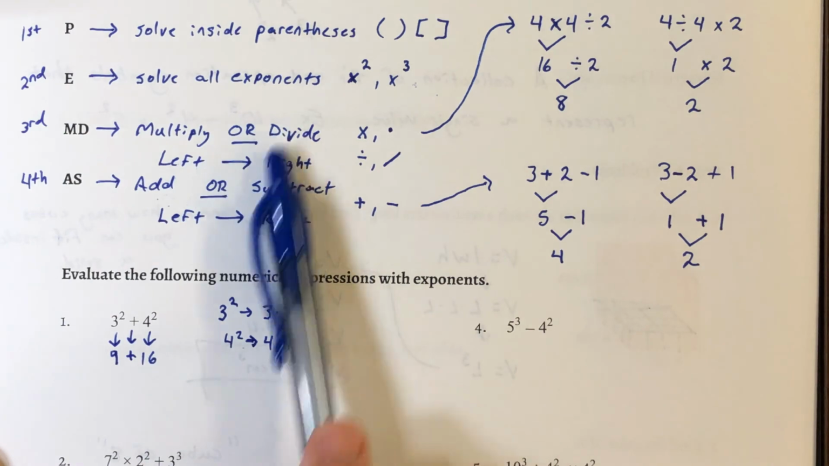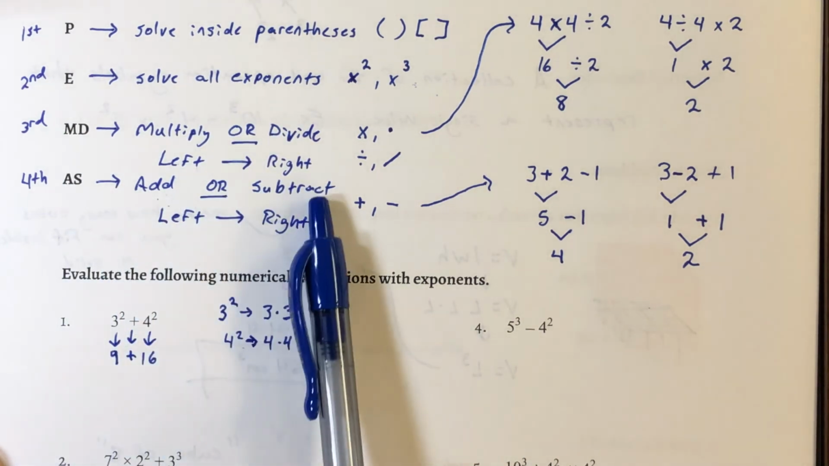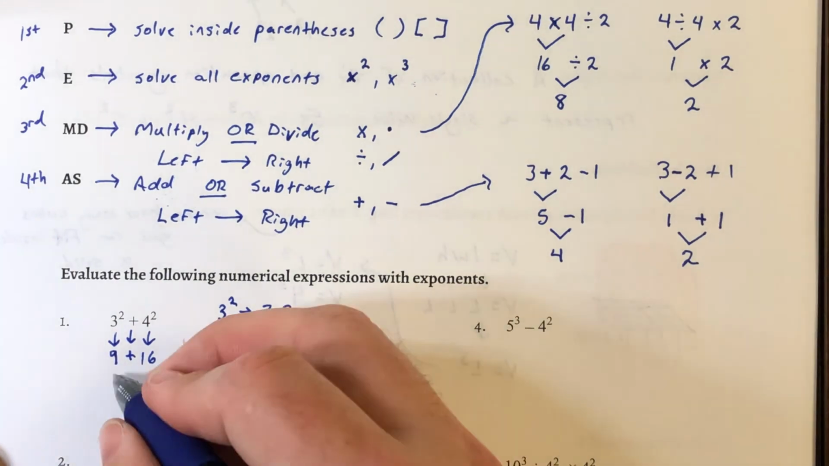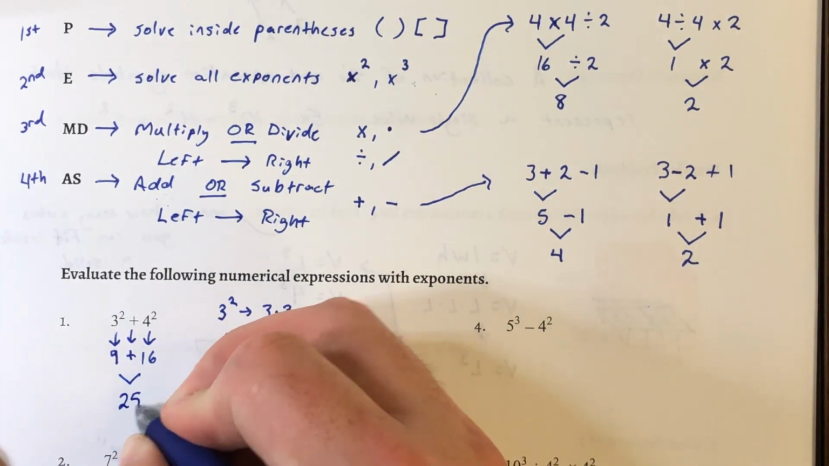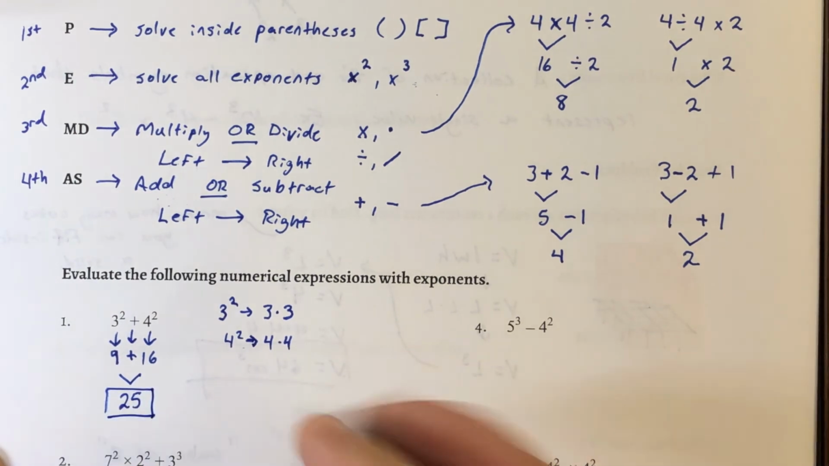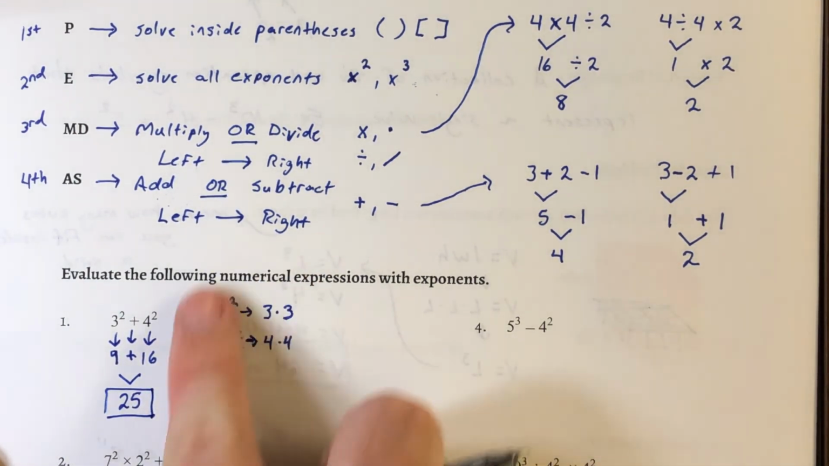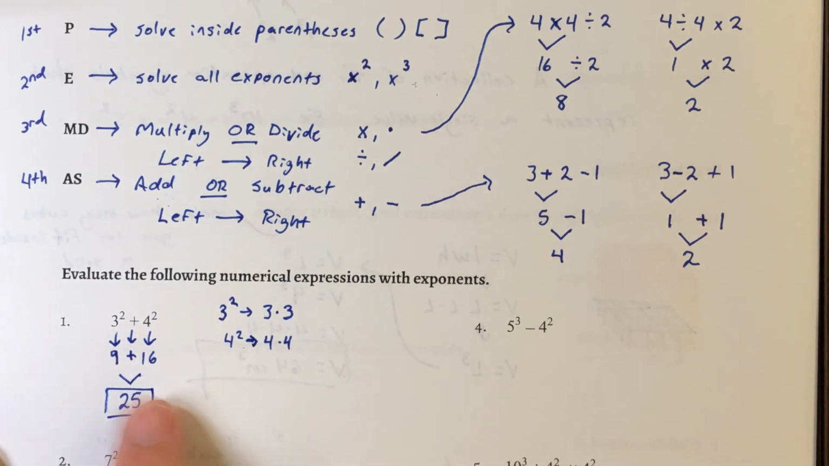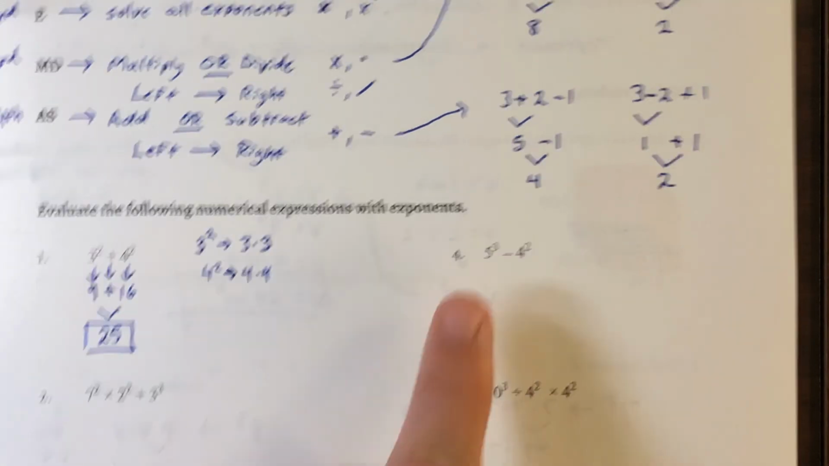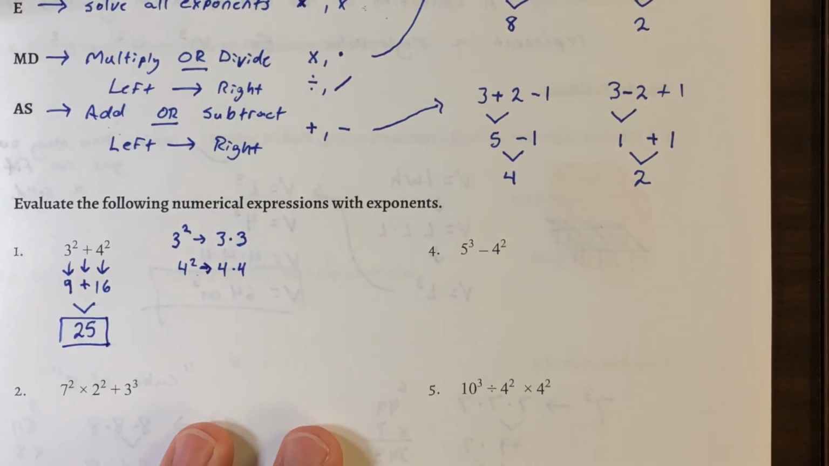Is there multiplication or division? No. Is there addition or subtraction? Yes. There's only one thing to do, addition. 9 plus 16. 9 plus 16 is 25. We have a single value. So we are finished. So keep in mind, work stays off to the side. Show your steps line by line underneath the problem. All right, we're going to skip over here to number 4. 5 cubed minus 4 squared.